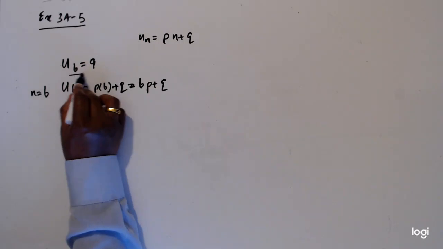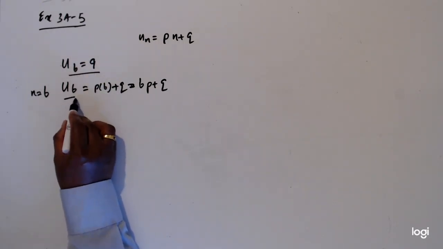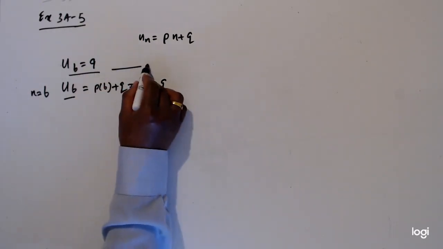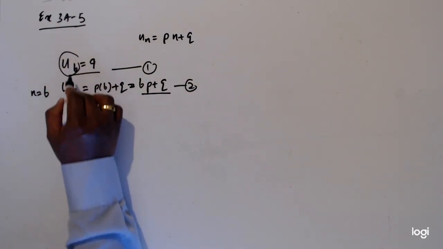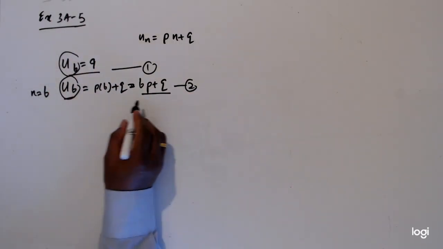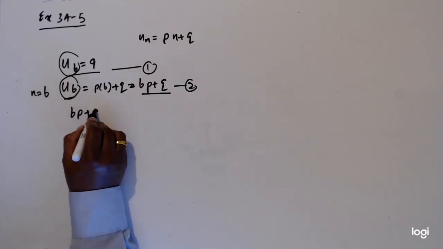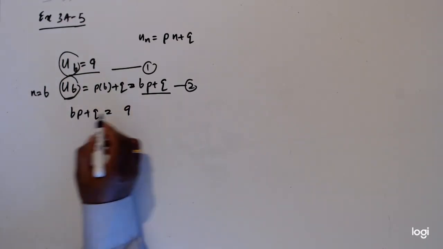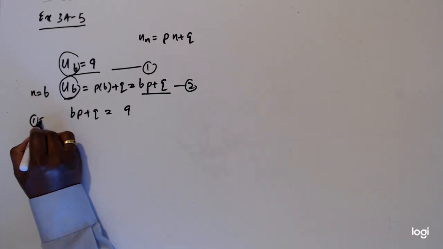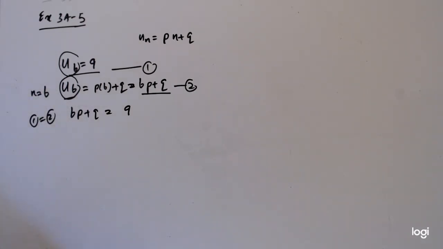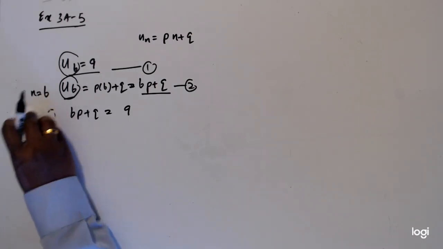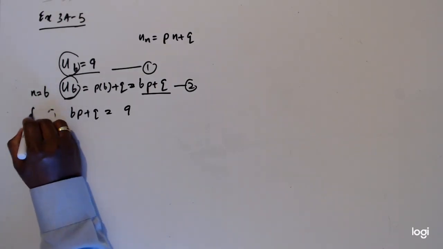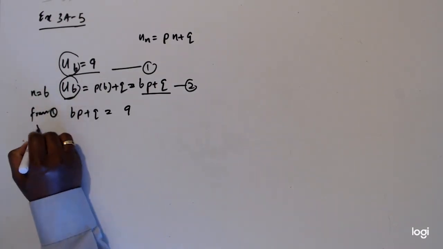Now U6 is 9 and U6 is 6P plus Q. This is 1 and 2. So U6 we found in two different ways. So then 6P plus Q equal 9. We'll write 1 equal 2, or from 1 and 2.